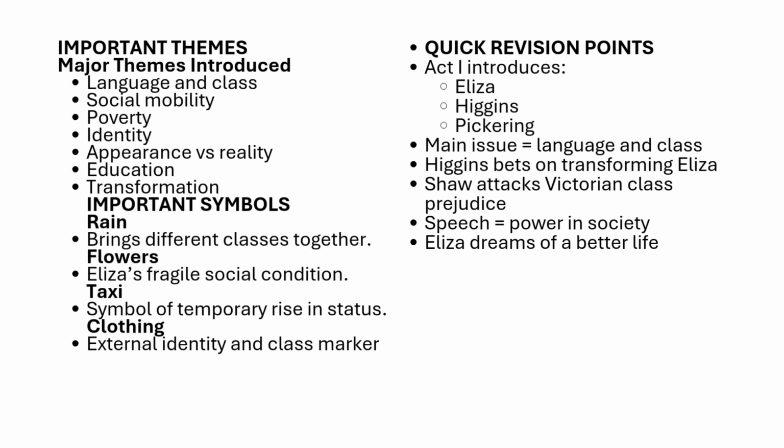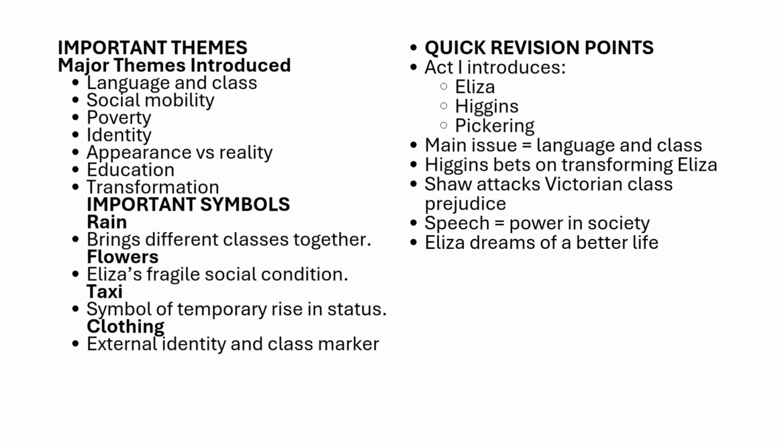Another important theme is identity. Throughout the act, Shaw suggests that society often defines people by external features such as accent and appearance rather than by true character. The theme of appearance versus reality is equally significant. People assume that they can understand someone's worth simply by observing how they dress or speak. Shaw challenges this assumption throughout the play.